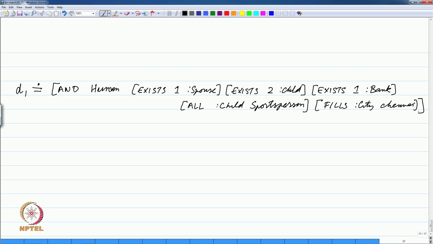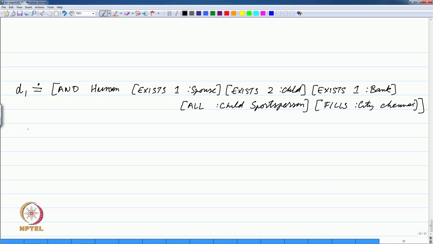So, this is one description, it is a set of all people in the sense all humans who are married, who have at least 2 children, who at least interact with one bank or who have accounts in one bank at least, and all whose children are sports persons, and these are the people we are talking about, they live in Chennai essentially.